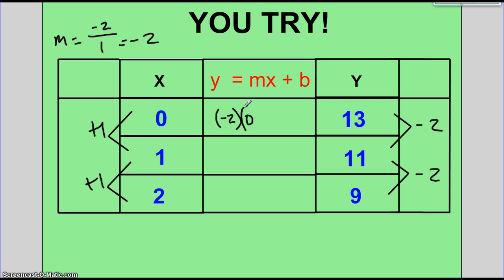My x is 0, plus something gives me 13. So this goes to 0, so something equals 13. Well, I'm pretty sure that 13 equals 13. Let's do it one more time.